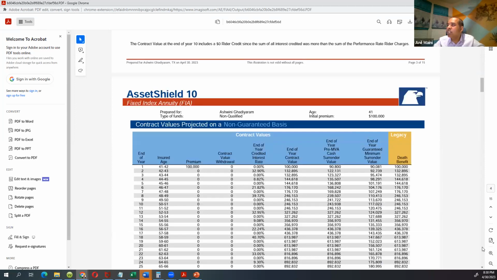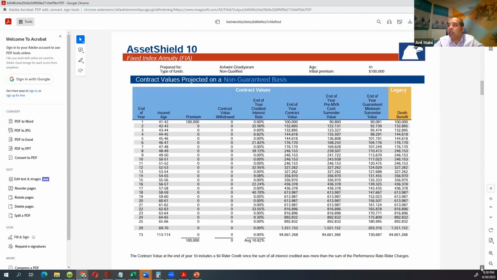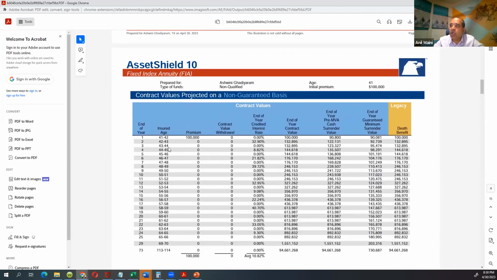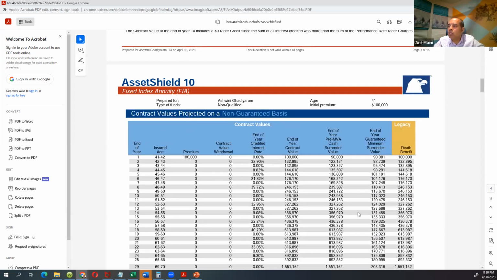But this is not a practical scenario. Tell the client it's not practical. This is what is practical. This is based on the last 10-year average returns of these indexes. So here, 100,000 is becoming 243 in 10 years, and in 20 years it is becoming 600K.